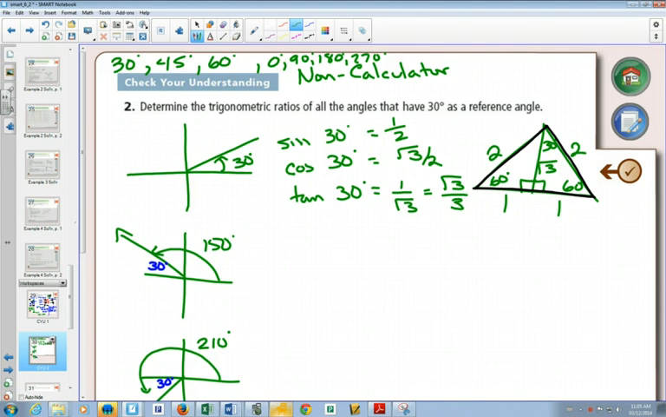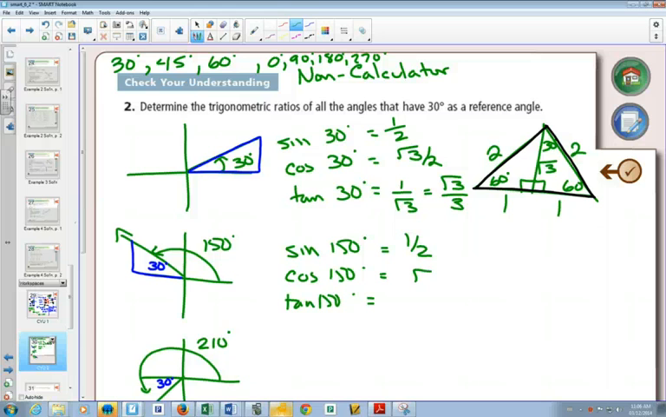Now, because 150 has a 30-degree reference angle, if you were to draw a triangle, it would be the same triangle here as we have over here. And so sine, cos, and tan will be the same for 150. The only difference is now some of them might be negative. So we're going to write sine, cos, and tan of 150. They'll be the same numbers. It'll still be 1/2, √3/2, and √3/3.